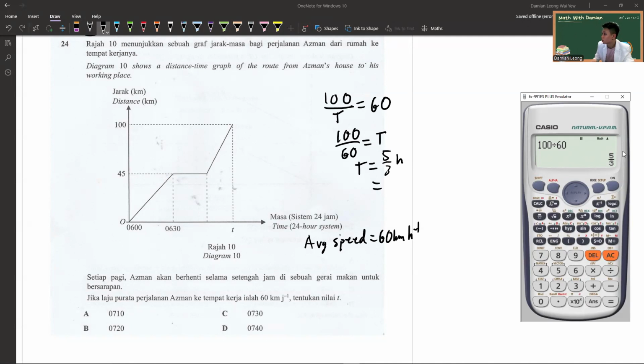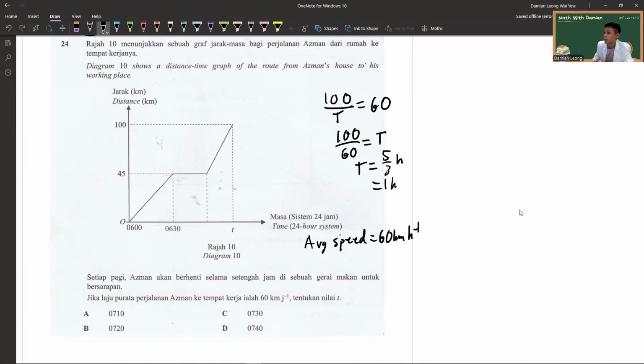Actually, a trick to change to hours and minutes is to put in degrees. Degrees and minutes would be the same as your hours and minutes. So it's actually 1 hour 40 minutes. That's a quick way to change to hours and minutes. So 1 hour and 40 minutes after 6 o'clock means 7:40. Answer D. Yeah, that is question 24.